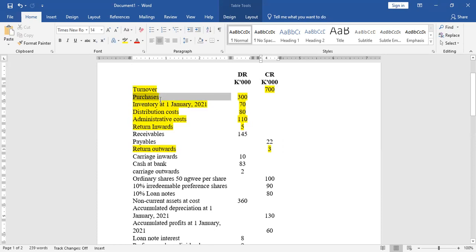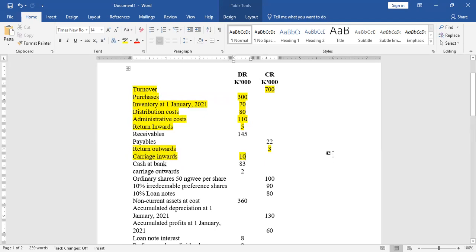We had purchased, but we were oversupplied. So we are returning back, or we had purchased, but they give us wrong things, or they give us things which had defects. They were not fit for use, so we had to return them back. Okay? Carriage inwards. This is the expense. It's the transportation of the goods into the business.